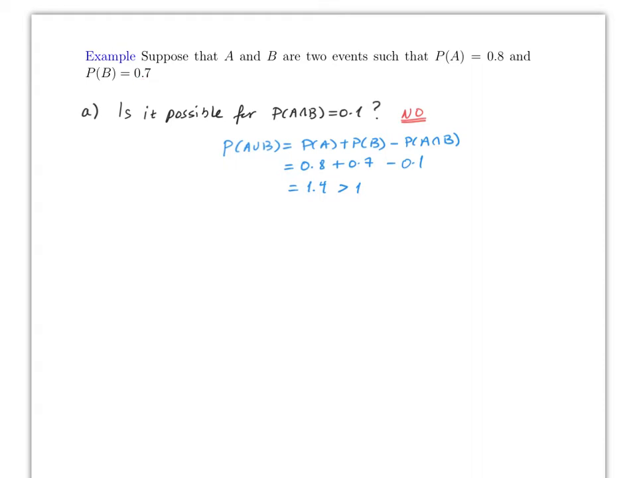Remember that any probability, no matter what event it is, the probability of anything always has to be less than or equal to 1, and greater than or equal to 0.